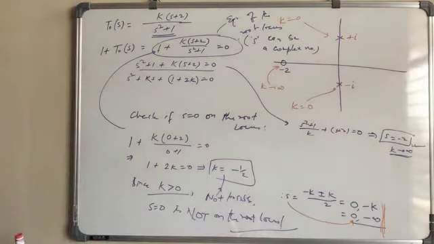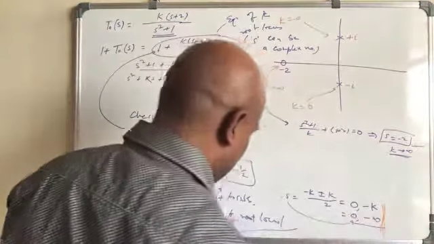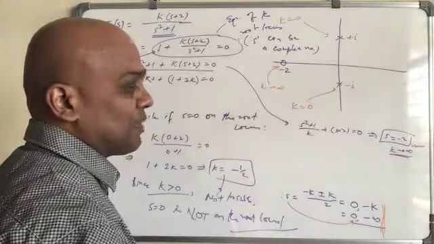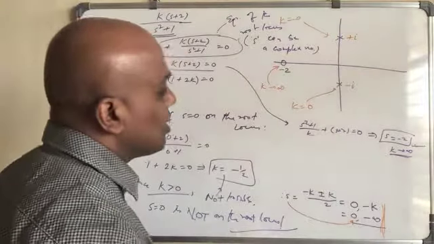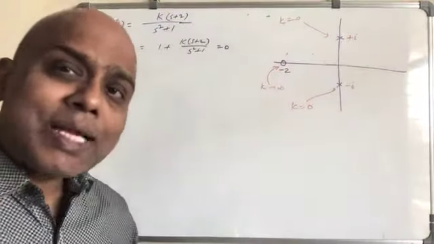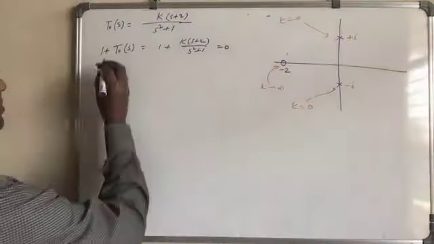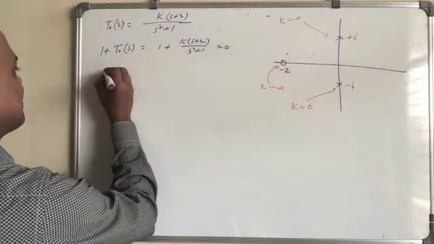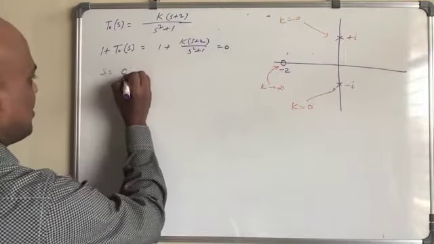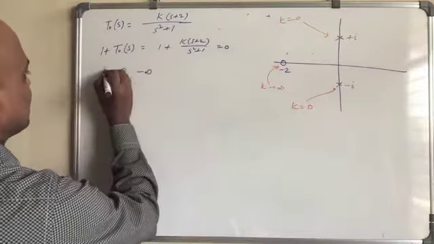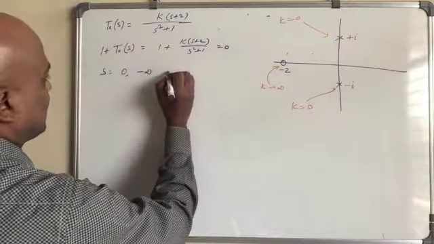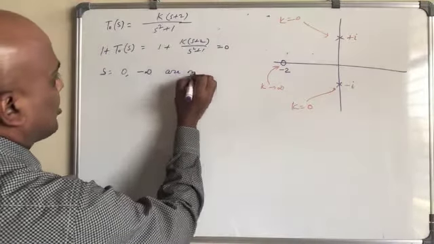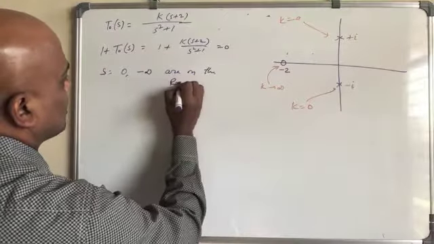Okay, so what we had got, this one is not true. That means we made some mistake. So let's check whether s equal to 0 and minus infinity are on the root locus.